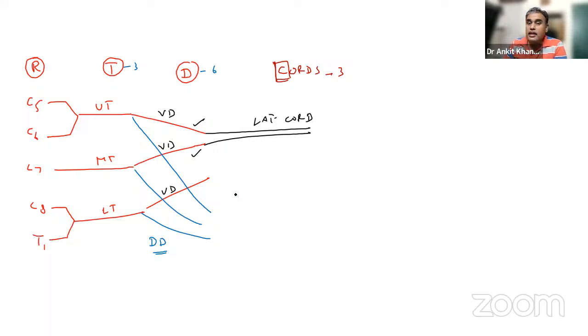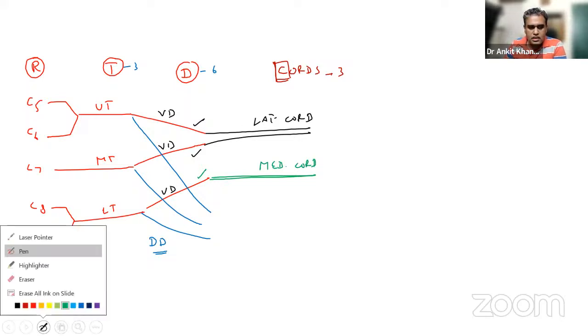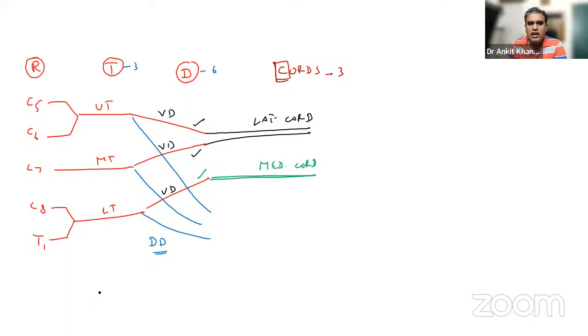Okay. Green color. You can see the ventral division of the lower trunk. That is going to form the medial chord. Which chord? Medial chord. Fine. And then last but not the least, you can see all the dorsal divisions, they are forming one common chord over here. Which chord is that? That is your posterior chord. These are the three chords.